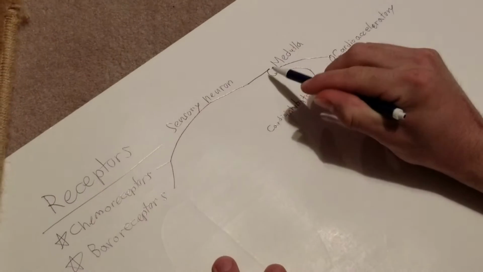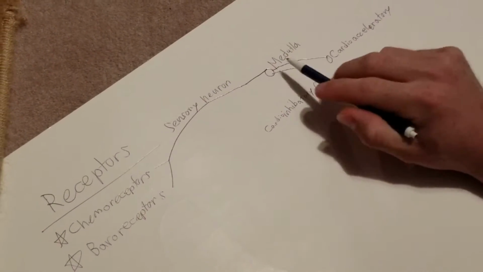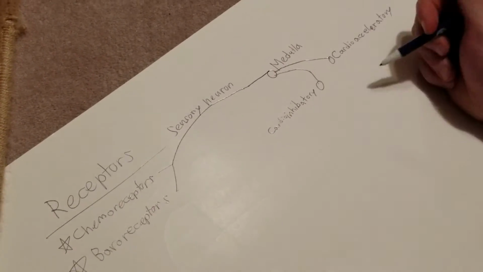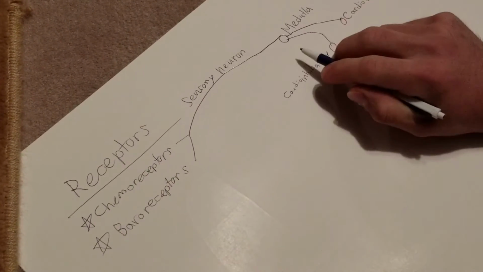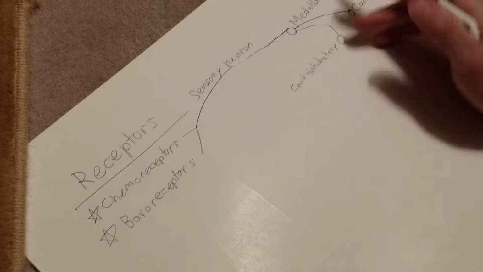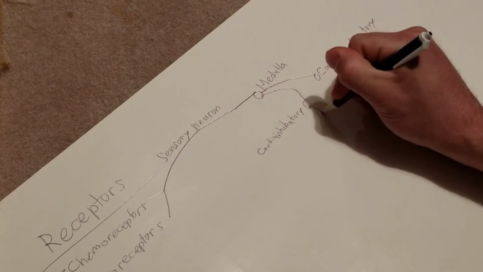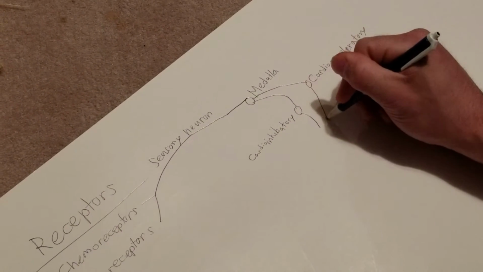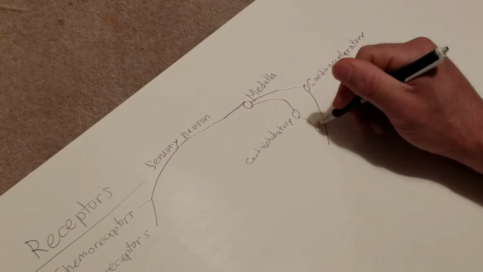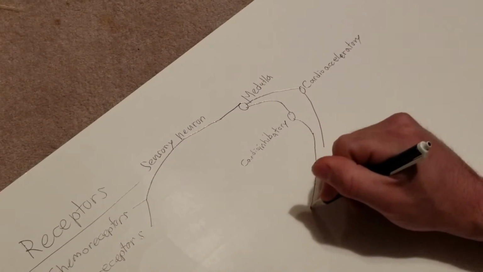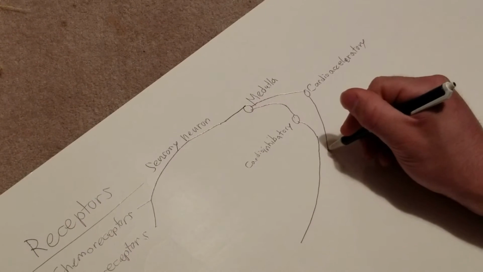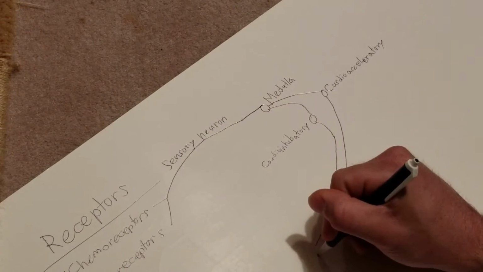So we go from the medulla to the cardio-acceleratory or the cardio-inhibitory, and from there, depending on whether it's too high or too low, and when I say too high or too low, I'm talking about the pH and the oxygen levels, these signals are going to travel along to our heart, to the SA node.